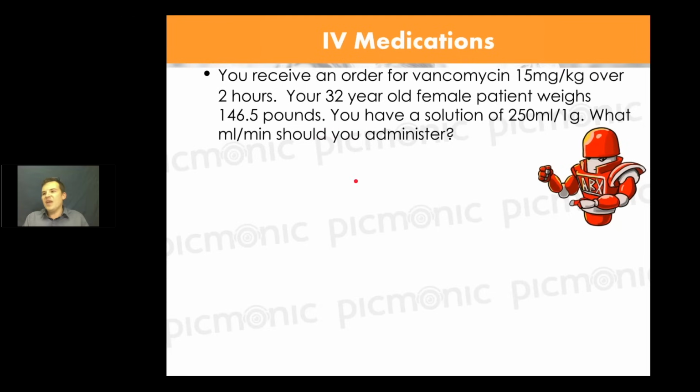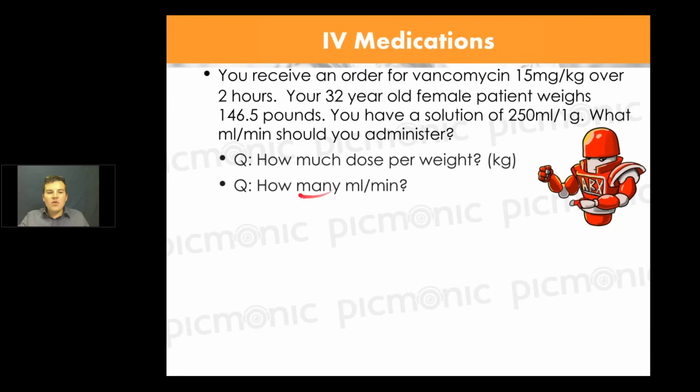Follow the exact same thing, whether we're using the same formula that we're using, or we're using something like what Arette says she uses. What do we have? What are we giving? What is the question asking us? So the question is asking us two things. How much is the dose per weight, and how many mLs per minute do we need to give? And that's really what we're coming down to.